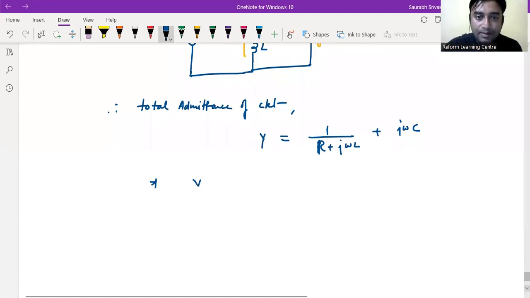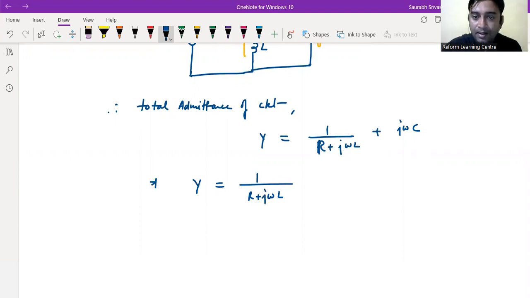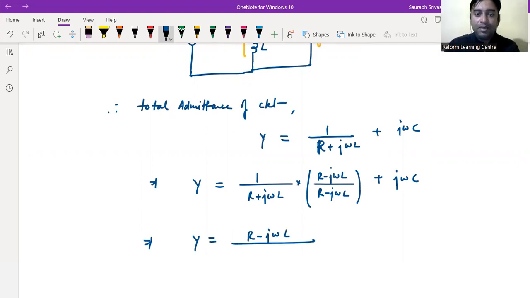Therefore, Y is equal to 1 upon R plus J omega L into R minus J omega L upon R minus J omega L, plus J omega C. Multiply by R minus J omega L upon A plus B, A minus B, which gives A square plus B square, but J square is also minus 1. This will be R square plus omega square L square plus J omega C. Now we can separate real and imaginary part.